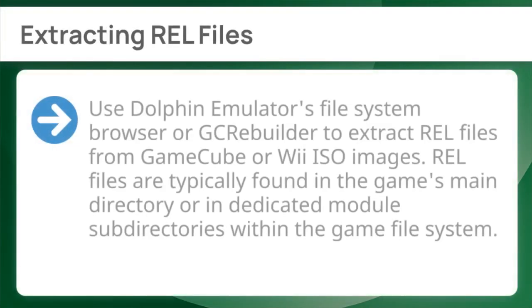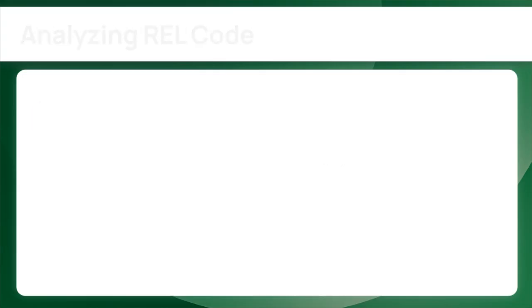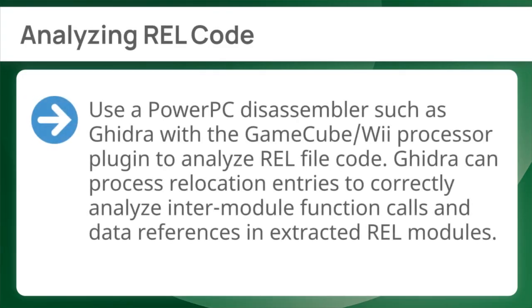First, extracting REL files. Use Dolphin Emulator's file system browser or GCRebuilder to extract REL files from GameCube or Wii ISO images. REL files are typically found in the game's main directory, or in dedicated module subdirectories within the game file system. Next, analyzing REL code.